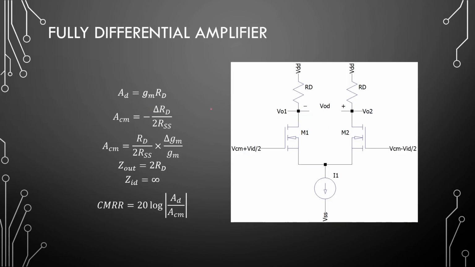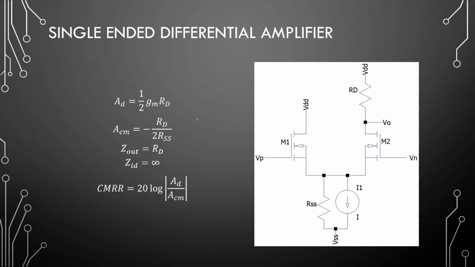So in summary, before we go to our simulations for a fully differential output, we will have gm RD as our gain, and we can have full swing across VDD and VSS. Our common mode is only influenced by differences in transconductance and drain resistors. Our output impedance is 2 times RD. Our input impedance is infinite. And remember that common mode rejection ratio is the absolute of our differential gain divided by our common mode gain, and then 20 log of that.